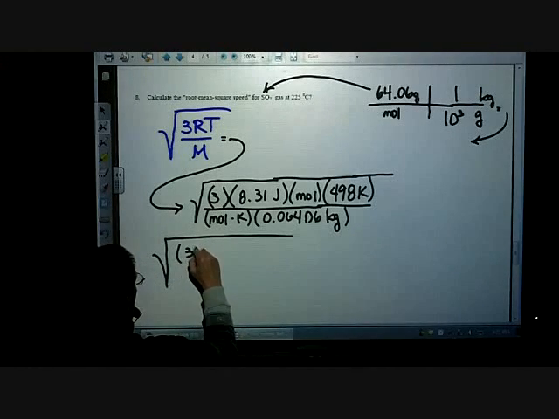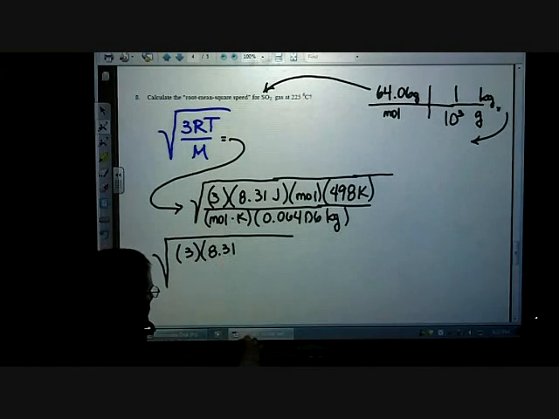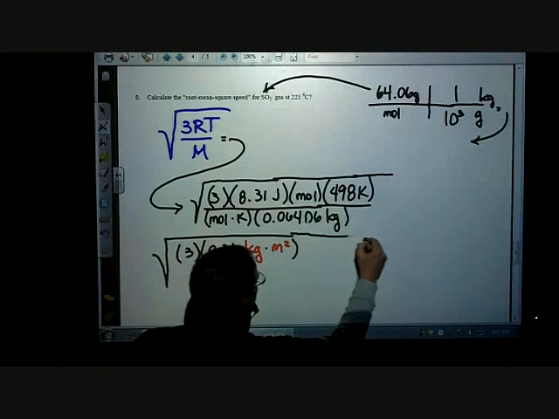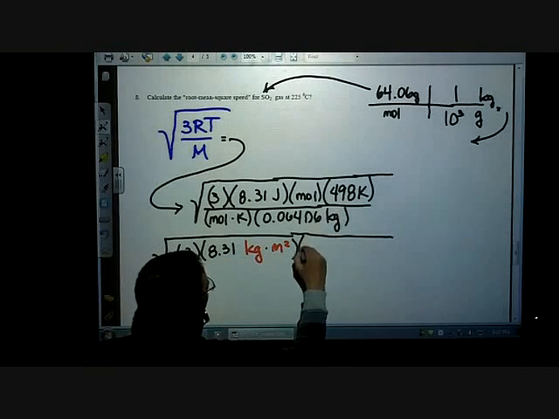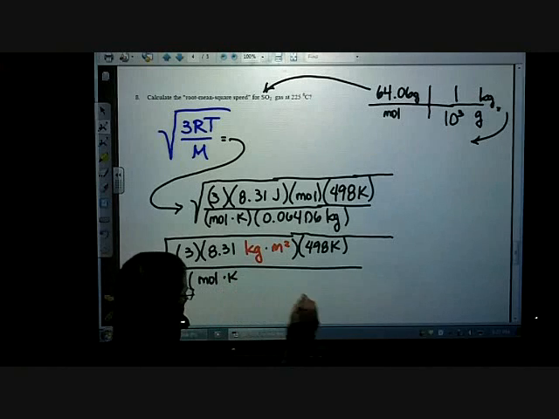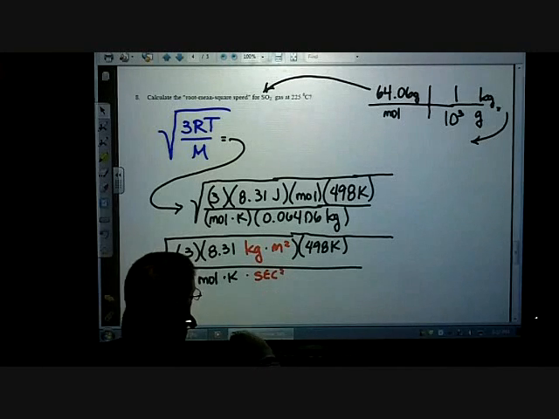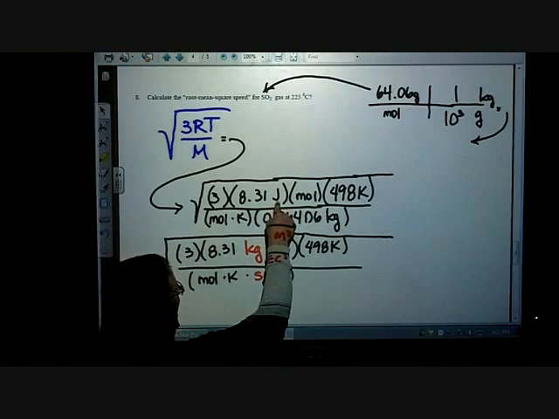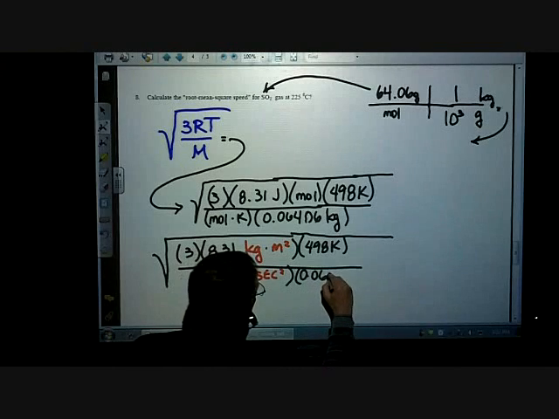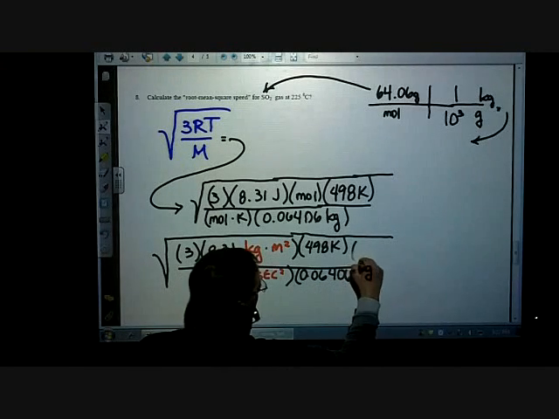So we have our 3 and 8.31. Instead of the joule, we're going to have kilogram meter squared, and again, we'll have our 498 Kelvin, and that's still going to be over our mole Kelvin here. However, in addition to the joule, we also have second squared. So what I have in red is a substitution for our joule. 0.06406 kilogram per mole.